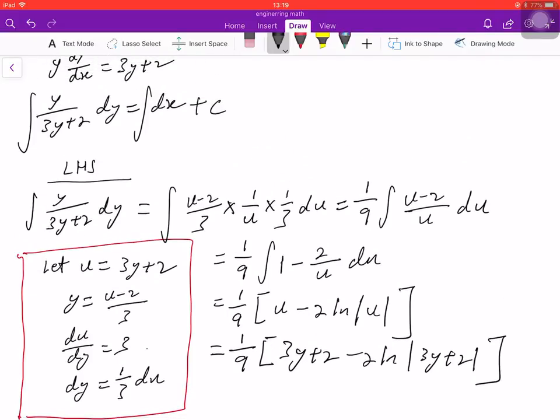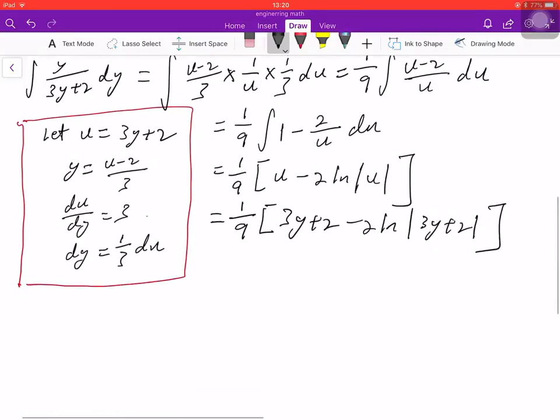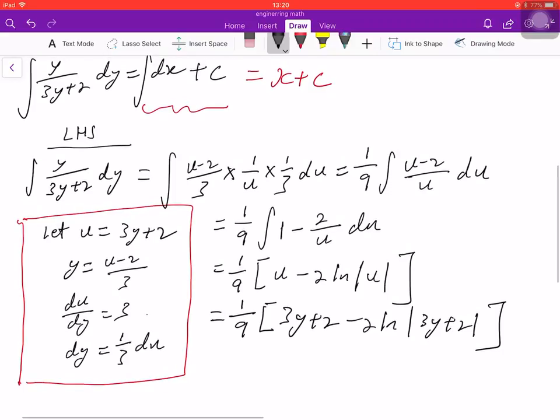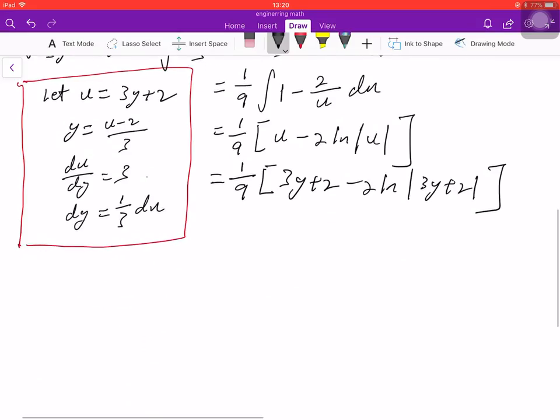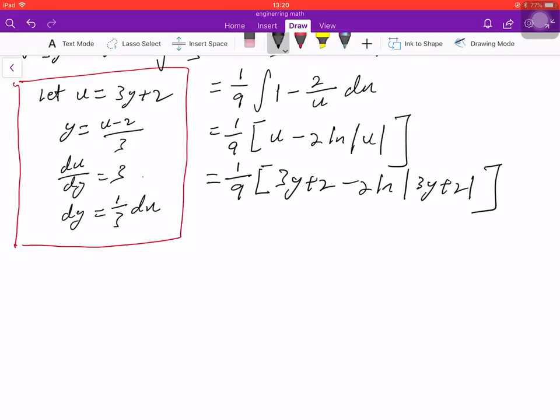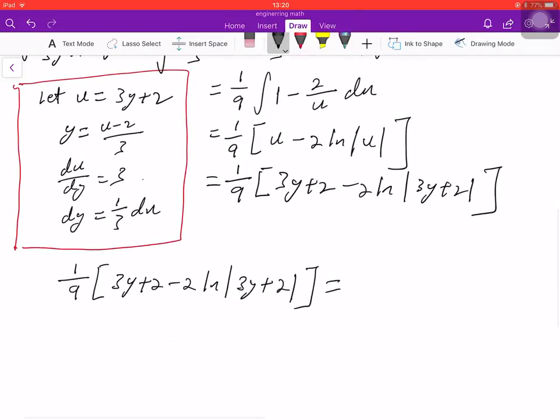Now for the right hand side of the equation, this is very simple. The right hand side is equal to x plus c. So we are going to equate the left hand side to the right hand side. Then we have 1 divided by 9, times 3y plus 2 minus 2 natural log of 3y plus 2, and this must be equal to the right hand side, which is x plus c.